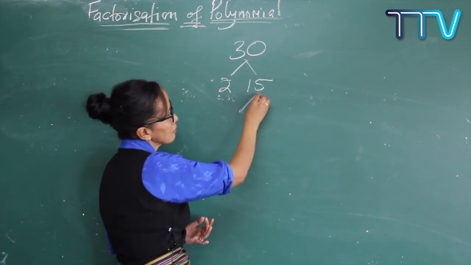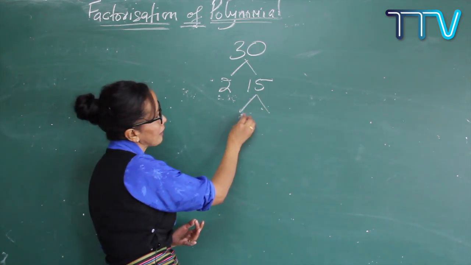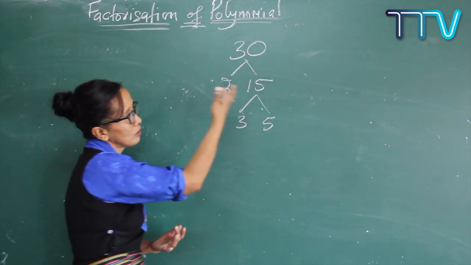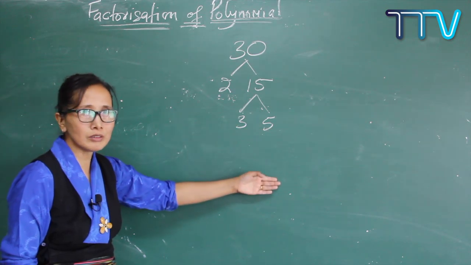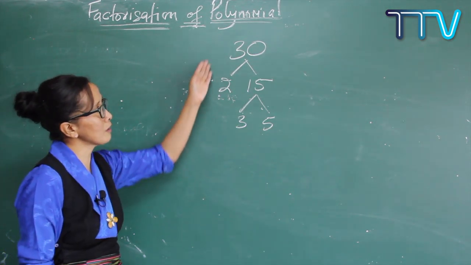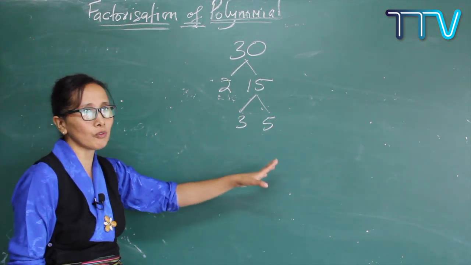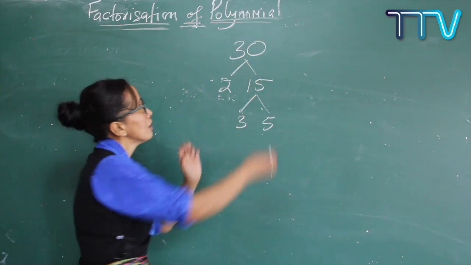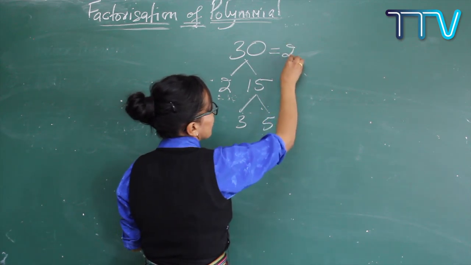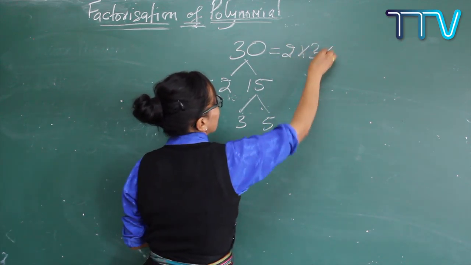You can split this up also, and here you will be getting 3 multiplied by 5. So now check here, 2, 3 and 5. Can we find further factors? You cannot, because 1 is always a factor of all numbers, so you don't need to find it. So here 2, 3 and 5 are the factors of 30. When you write it down, you write 2 multiplied by 3 multiplied by 5.